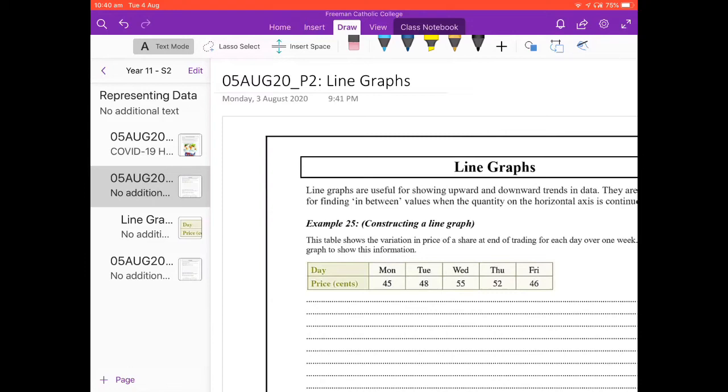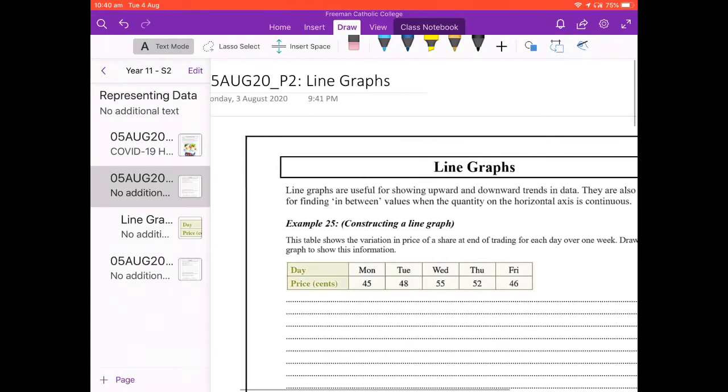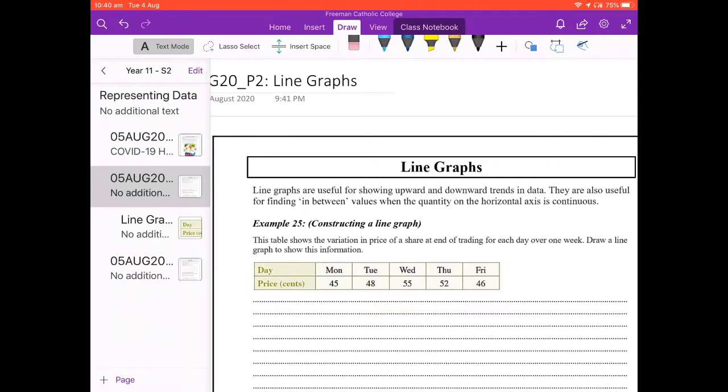To look at line graphs. By now you should know what a line graph looks like, and you should also know how to draw a line graph with the necessary elements on your graph. Okay, so let's have a look.